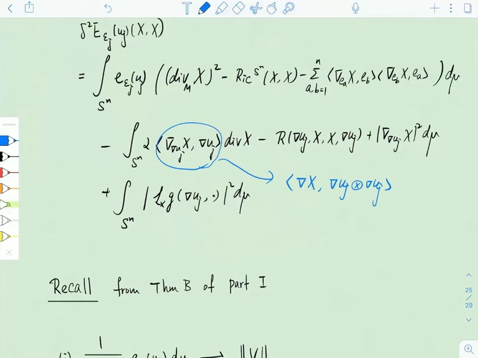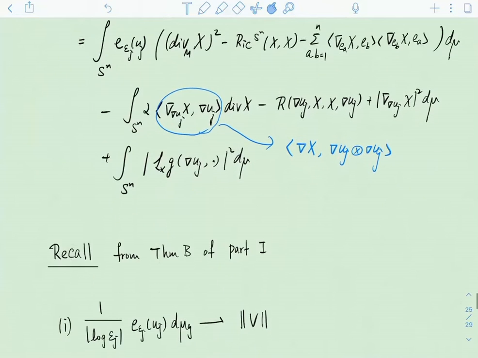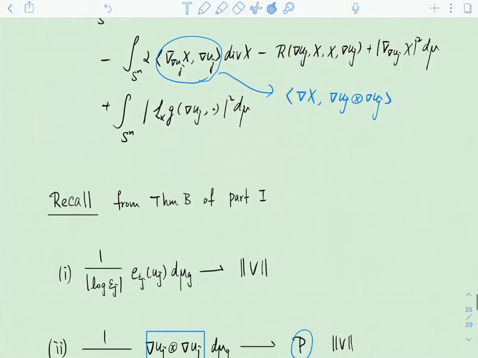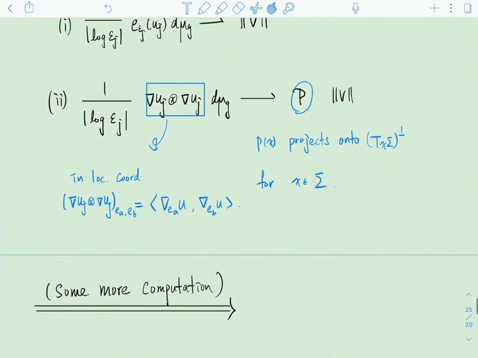So a lot of these terms can be viewed as tensor inner products between this thing and some other tensors. So you can use fact 2 to help you pass the limits. Now, if you actually do that and just go through another long calculation, you arrive at the following formula.